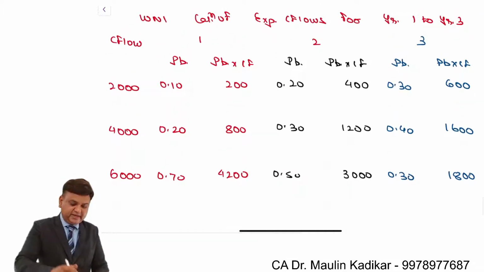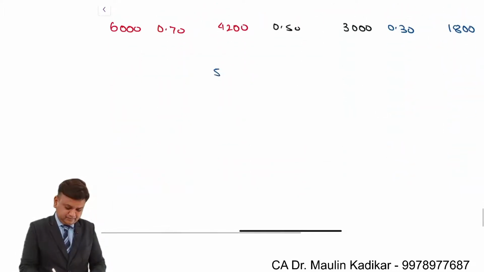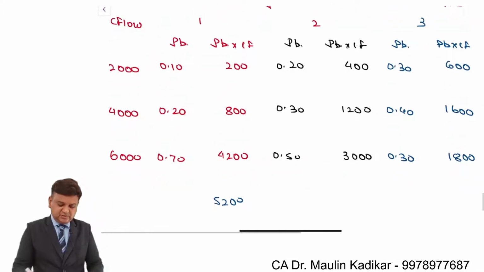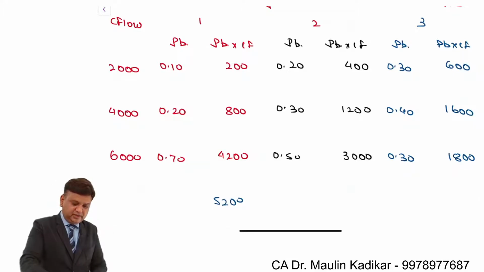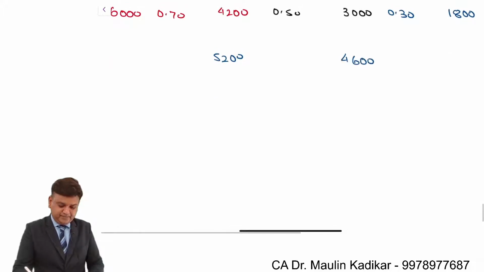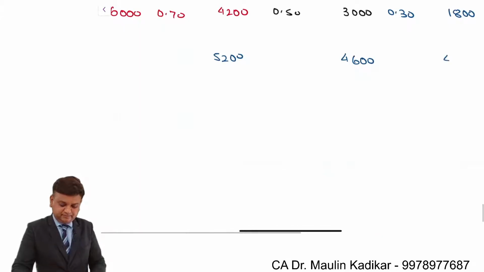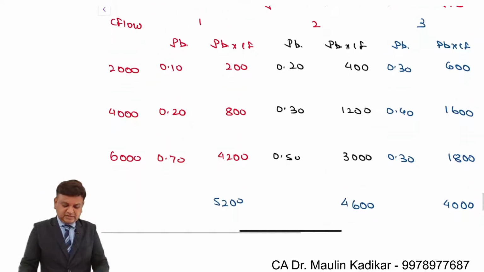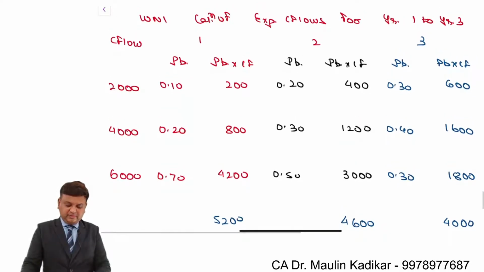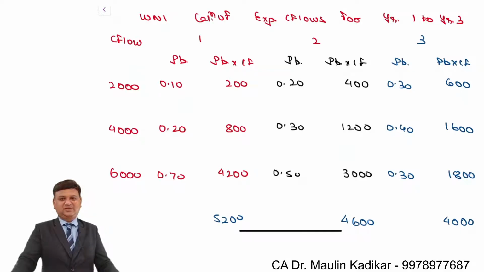Okay, so expected cash flow for year 1, it is 200 plus 800 plus 4200, 5200. That is for the first year, friends. 400 plus 1200 plus 3000, 4600 for the second year. Then 600 plus 1600 plus 1800, that comes to 4000 for the third year. This is the way the expected cash flow for year 1 to year 3 can be calculated, and then it will be discounted in present value term for NPV calculation.